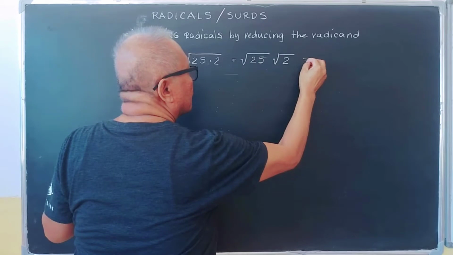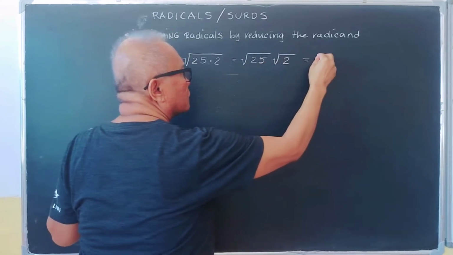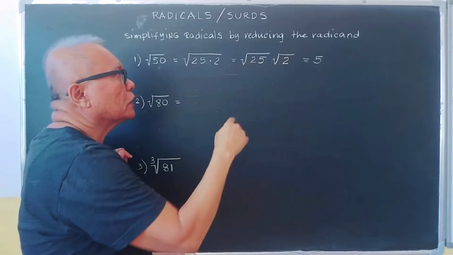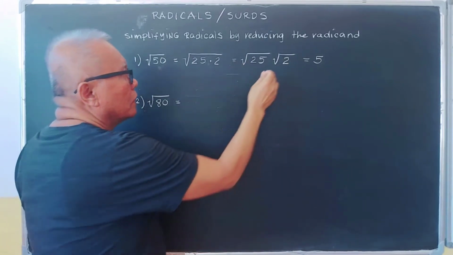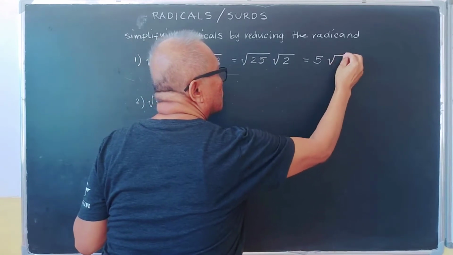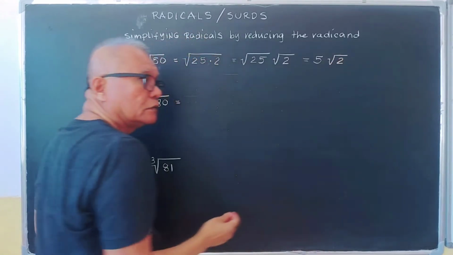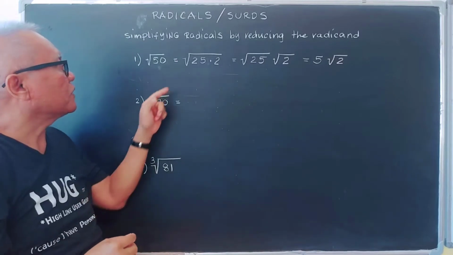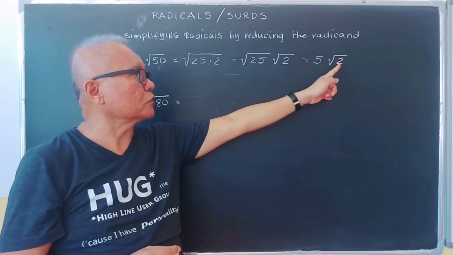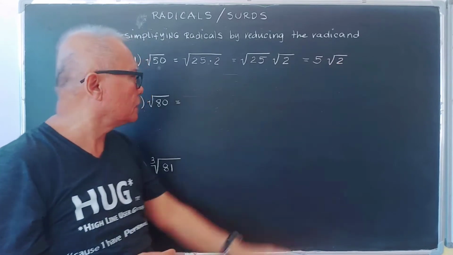So here we take the square root of 25, which is 5. When you write the 5, you don't put the radical sign anymore, and then times the square root of 2 here. And that's how to simplify. Our radicand is now reduced to the square root of 2 only.